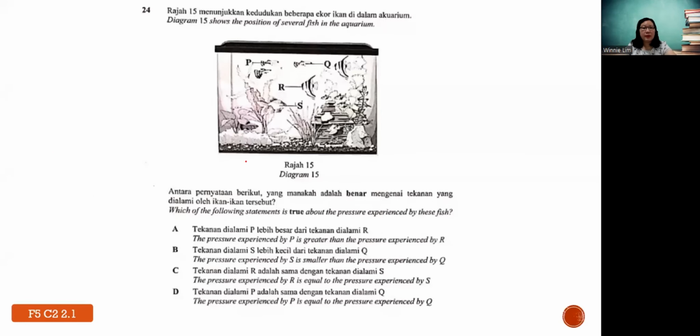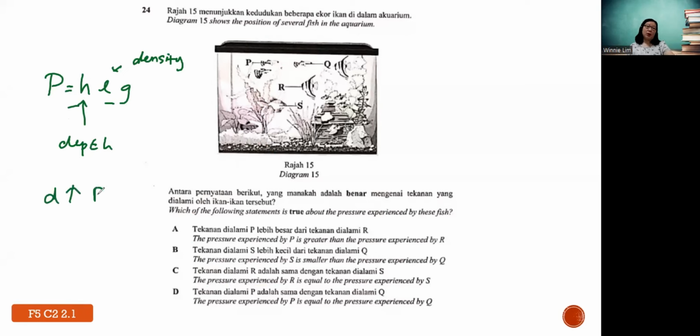In this question, there are a few fish in the aquarium. Which of the following statements is true? This is under the liquid pressure idea, whereby liquid pressure is affected by h rho g. h refers to depth, rho is the density of the liquid, and g is the gravitational field strength. We normally focus on these two factors. So the deeper the depth, what happens to the pressure? The pressure also increases.